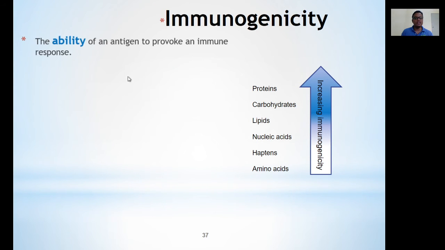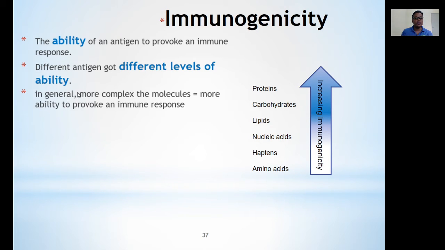Immunogenicity is the ability of an antigen to provoke an immune response. Different antigens have different levels of this ability, which means not all antigens have the same ability to induce an immune response. Some are very weak, and some are very strong. Just introducing one can provoke a strong reaction, but some antigens introduced to the body will not provoke any immune response.